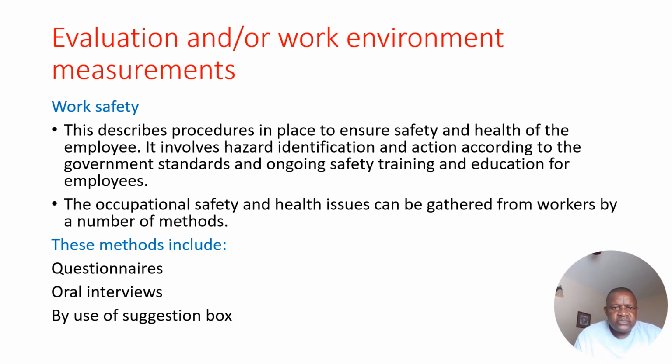And then there is also work safety. This describes procedures in place to ensure safety and health of employees. It involves hazard identification and action according to government standards and ongoing safety training and education for employees. The occupational safety and health issues can be gathered from employees by a number of methods. These methods include: 1. Questionnaires. 2. Oral interviews. 3. By use of suggestion boxes.